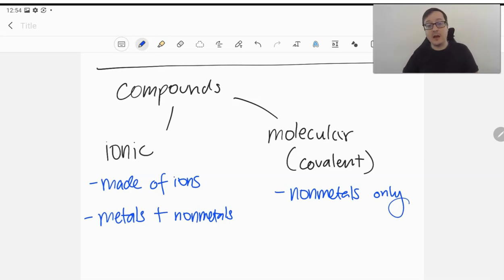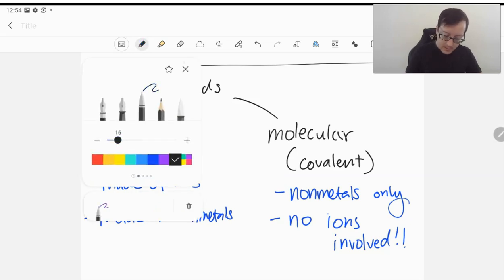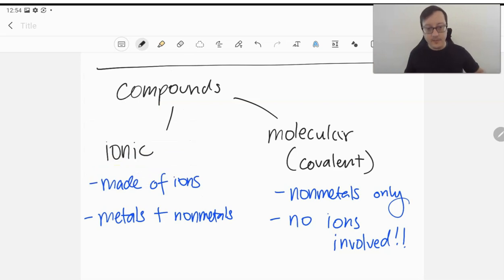And we're going to see why that is very much later on in the semester. But again, since this is our kind of introduction, we're just giving some vocabulary here. So molecular compounds are made of non-metals. There are no ions involved here. A big mistake students often make is that they assign ionic charges to things in molecular compounds, and that is simply not the case. Only ionic compounds are made of ions.